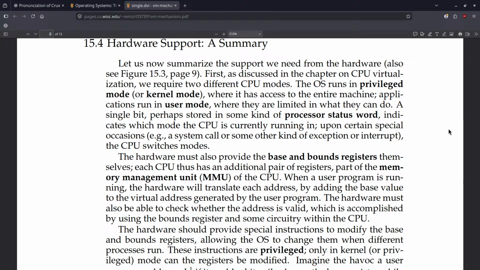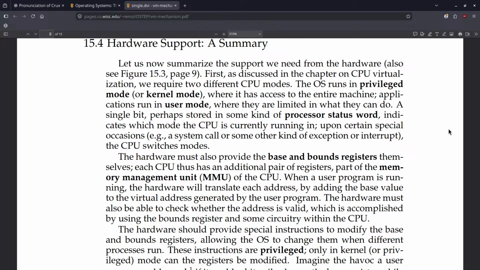The hardware must also provide the base and bounds registers themselves. Each CPU has an additional pair of registers, part of the memory management unit of the CPU. When a user program is running, the hardware will translate each address by adding the base value to the virtual address generated by the user program.